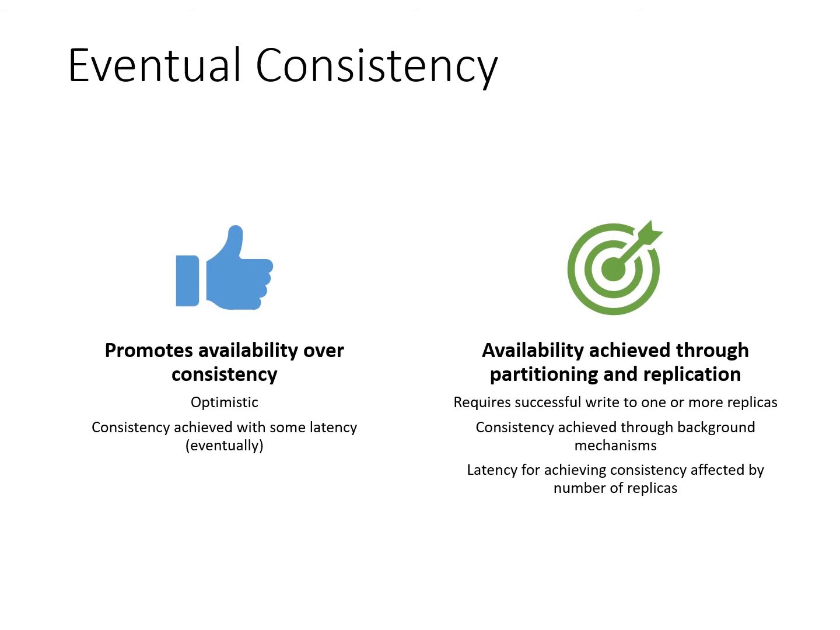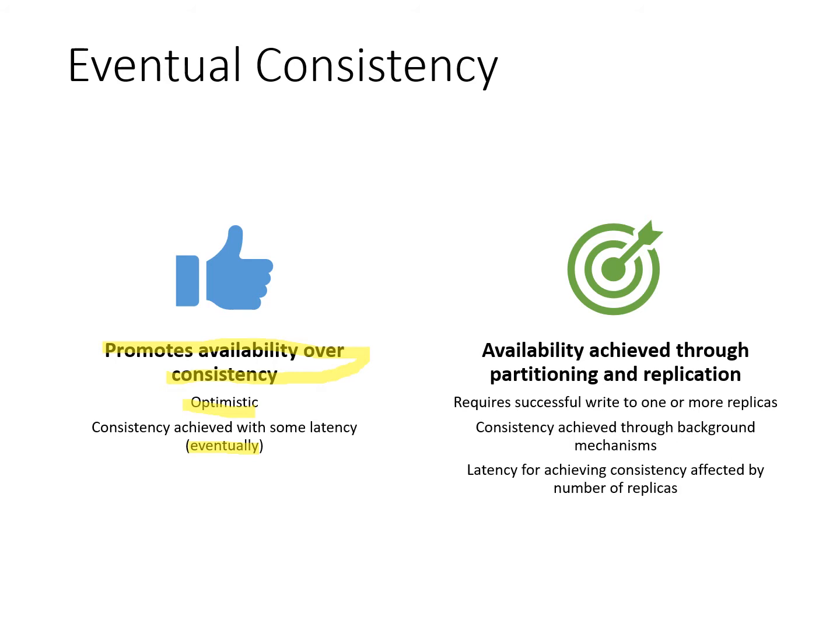The idea of eventual consistency is it promotes availability over consistency. So it means we can always serve a replica value regardless of whether it's actually the most recent value or not. So this is basically what's known as an optimistic version of consistency. And we can achieve consistency across all the replicas, albeit with some latency eventually, using background replication mechanisms across the replicas. So availability is achieved through replication and partitioning.